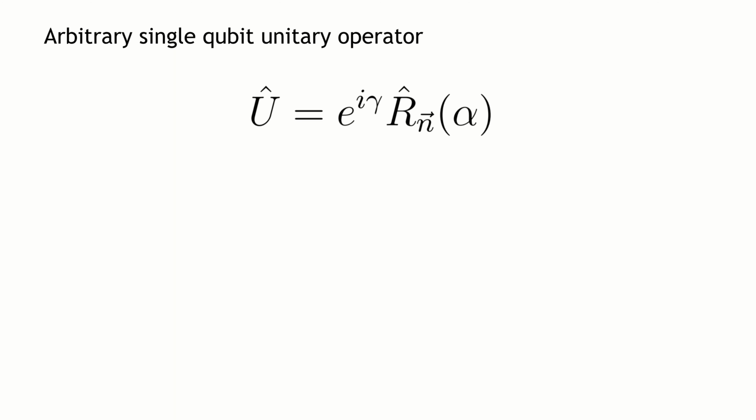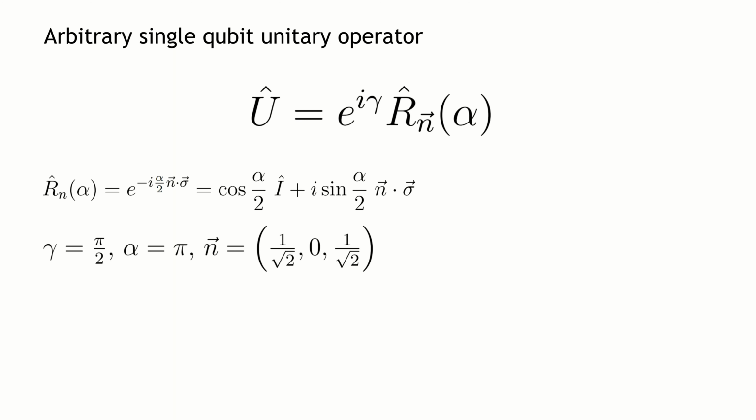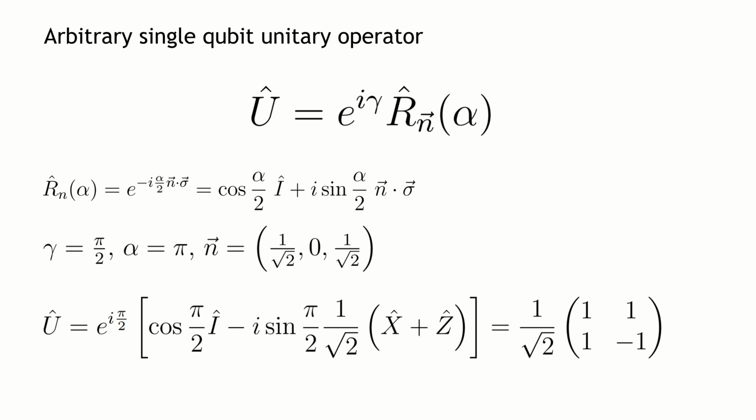Since Rn can rotate a Bloch vector into any other Bloch vector, which includes all possible qubit states up to a global phase, an arbitrary single qubit unitary operator can be written in the following form, for some real numbers gamma and alpha, and a real 3D unit vector n. For example, consider gamma equal to pi half, alpha equal to pi, and the following direction on the Bloch sphere. Then, using the formula for an arbitrary unitary operator, we get the following matrix, which is nothing else but the Hadamard gate.